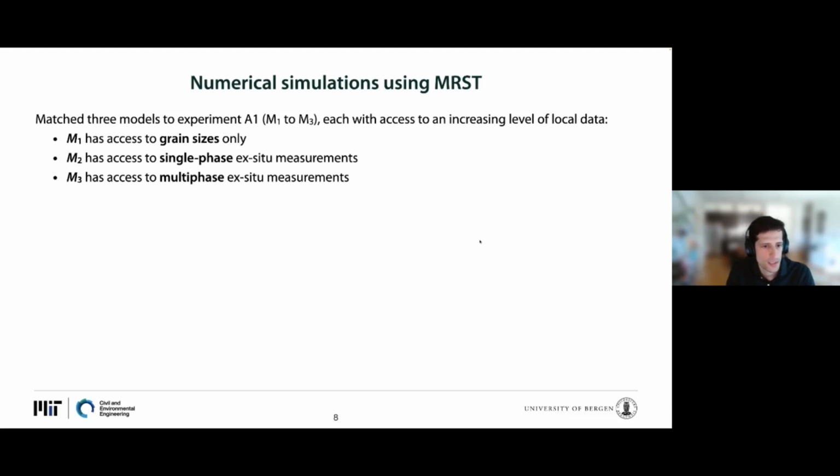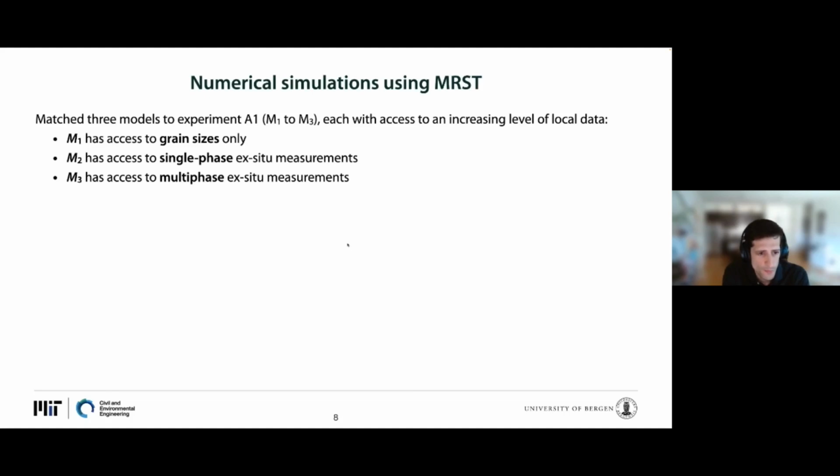And then we did the simulation study using MRST. In this case, as I mentioned earlier, we use 3 different simulation models, each with access to an increasing level of local data. And what this means is that our model 1, we only gave it access to the grain size of the different sands. And then we estimated the rest of the petrophysical parameters that we need for the simulations based on published results in the literature. For model 2, we gave it access to local single phase measurements, that is porosity and permeability, and then we estimated the rest based on the literature.